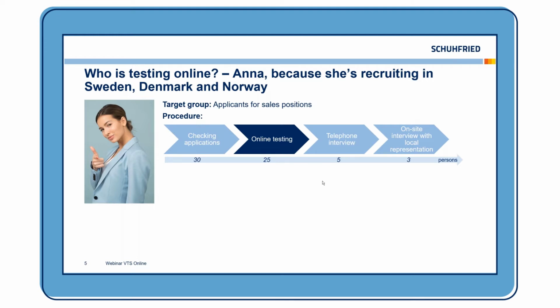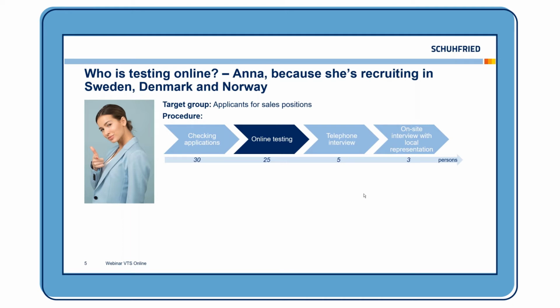From these 30 applicants, she's then testing the 25 persons who are actually matched to requirements with an online test. One of the advantages here is, as Julian mentioned earlier, that she does reduce travel costs and time effort for participants as well as for herself and her colleagues. In the online testing, she identifies the 5 best suited applicants who she invites to a telephone interview.